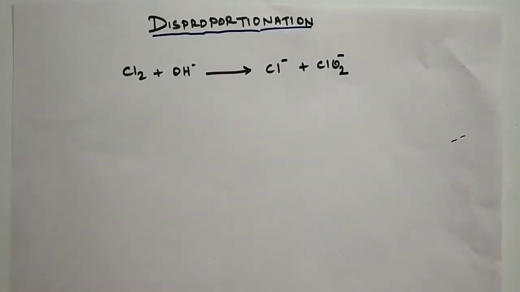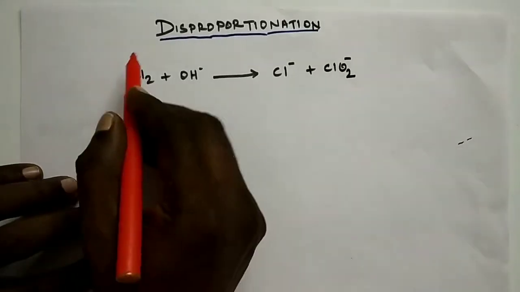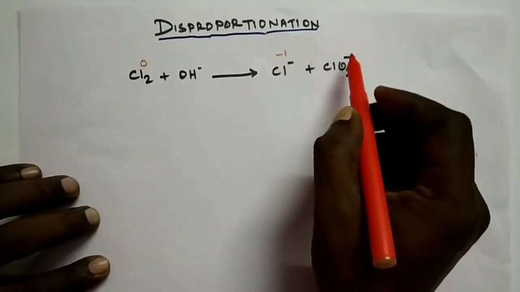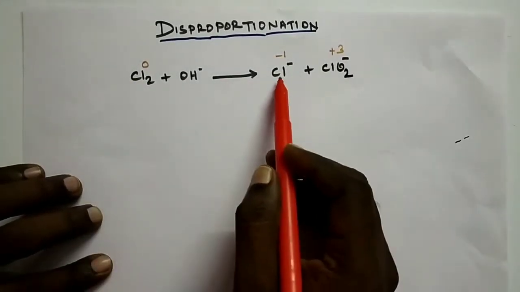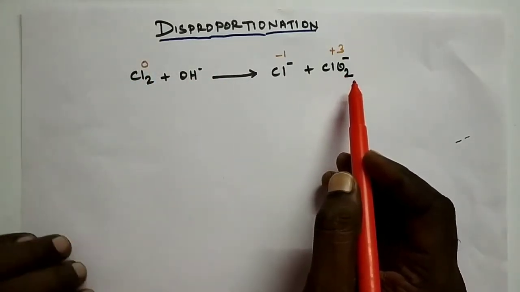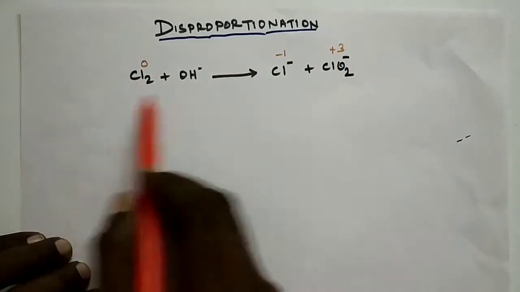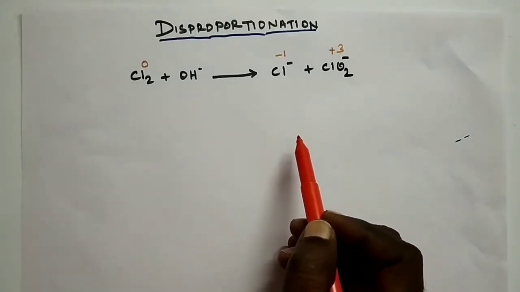Let's see this example. Yeah, this is very important. Disproportionation reaction. Look at this. The oxidation state of chlorine is 0 here, here minus 1, here plus 3. Chlorine reduces into chloride, and the same chlorine oxidizes. So oxidation and reduction both take place simultaneously. This sort of reaction is called a disproportionation reaction. When the same species undergoes oxidation as well as reduction, that reaction is called a disproportionation reaction.